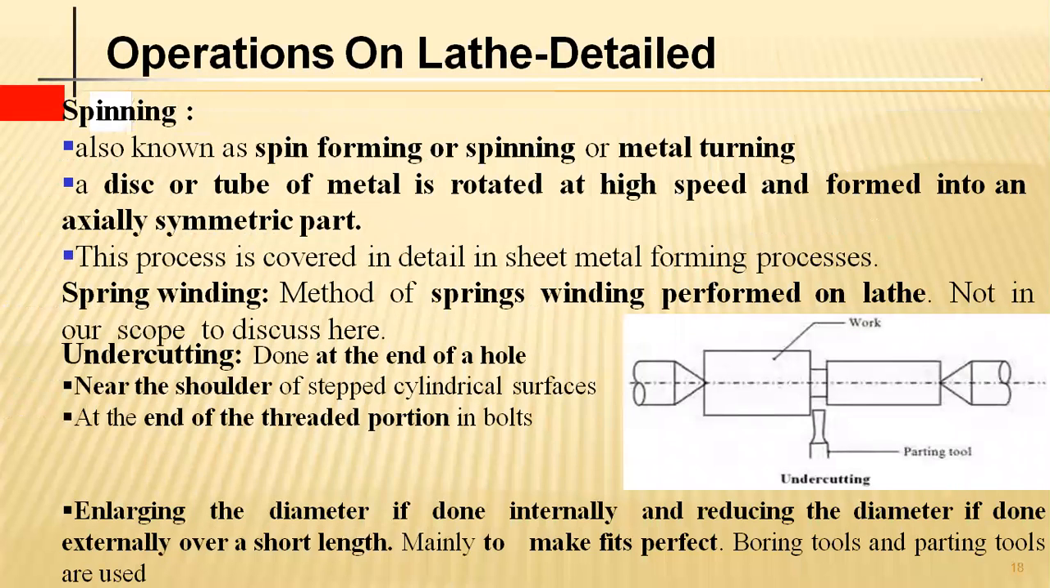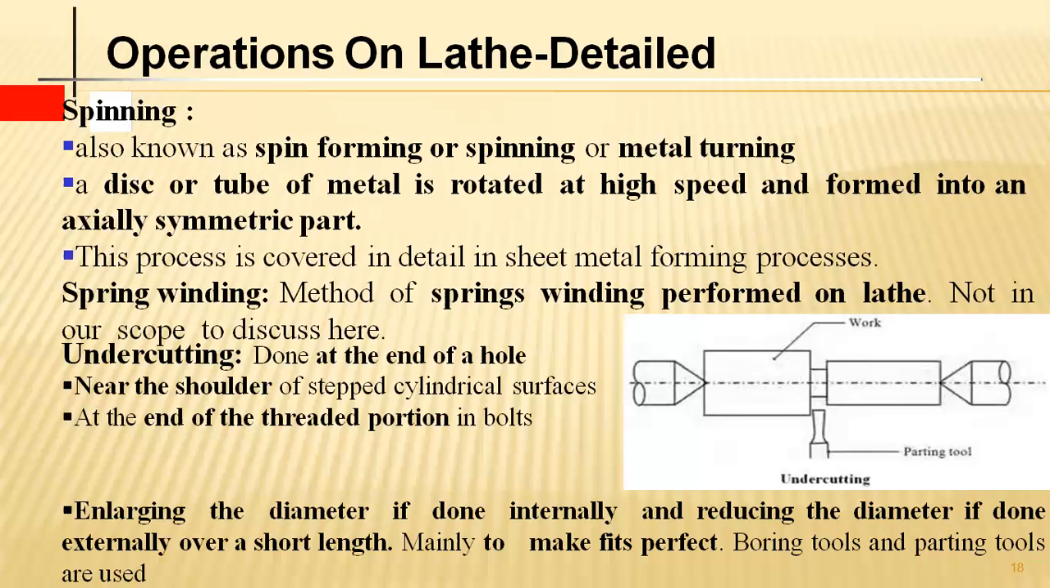Next operation is spinning operations. It is also called spin forming or metal turning. A disc or tube of metal is rotated at high speed and formed into an axisymmetrical part, as displayed in the diagram. Nominally, this process will be learned in the sheet metal working process very clearly, in order to get different cutting parameters or shapes that have been formed.